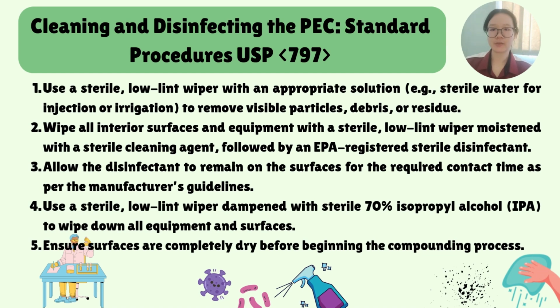Standard procedures begin by using a sterile, low-lint wiper with a suitable solution such as sterile water for injection or irrigation to remove any visible particles or residue. Next, all internal surfaces and equipment inside the PEC are wiped down using a sterile, low-lint wiper moistened with a sterile cleaning agent. This is immediately followed by an EPA-registered sterile disinfectant.